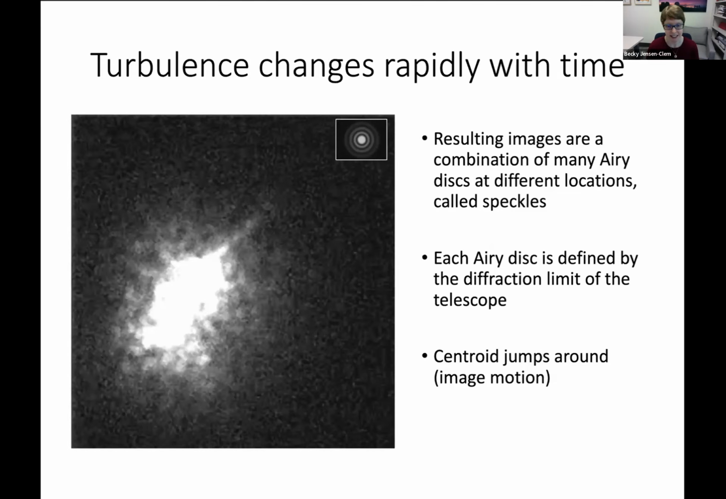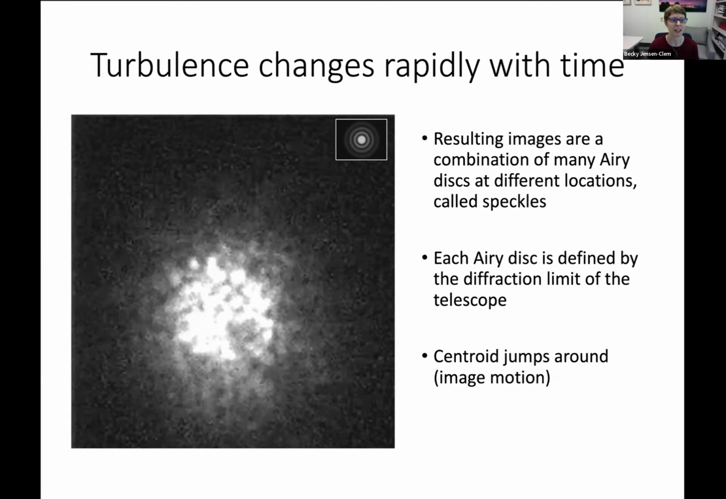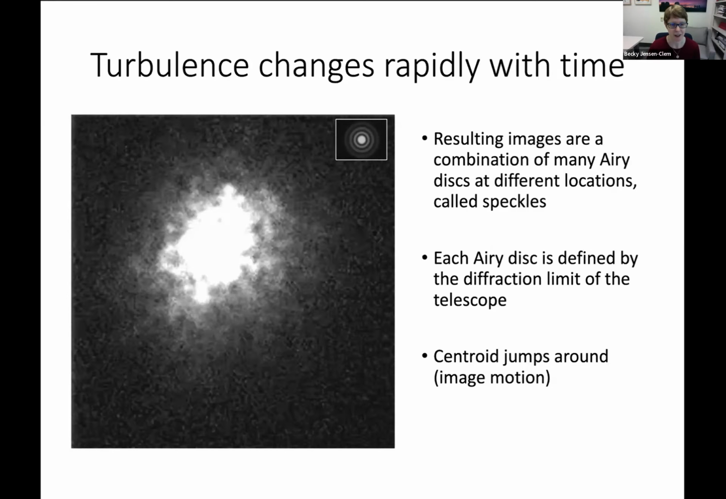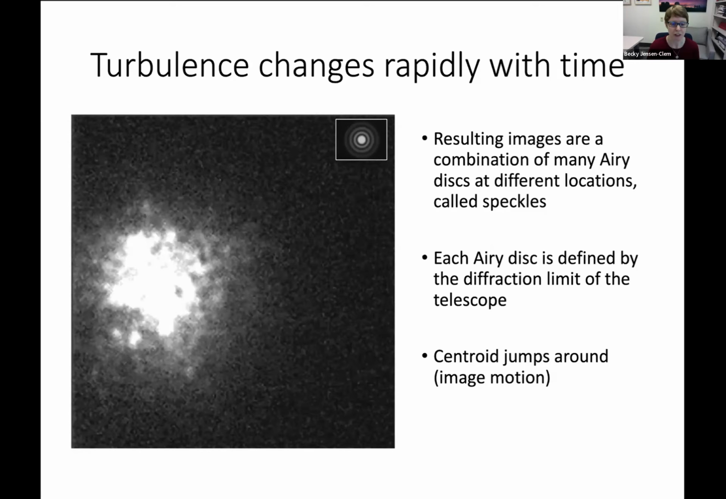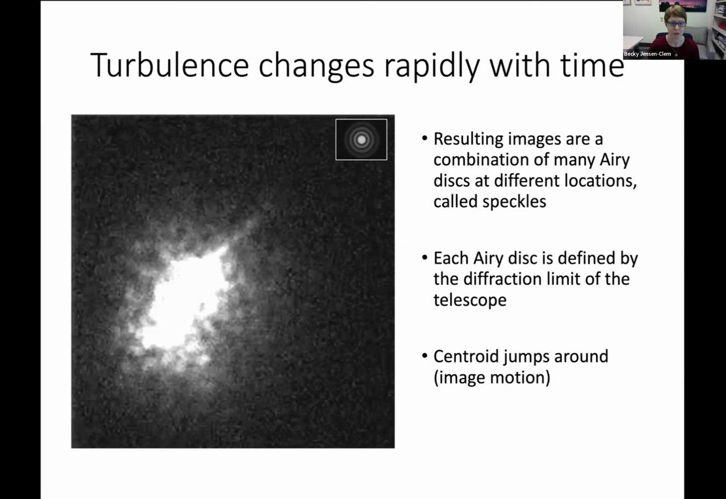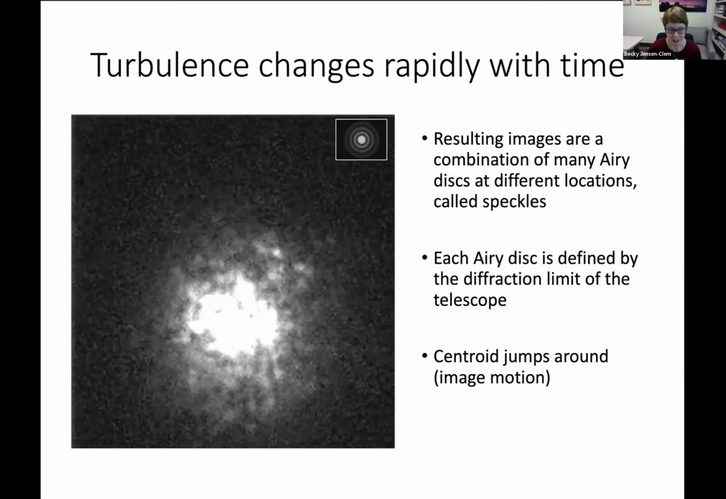So each of these Airy disks is still defined by the diffraction limit of the telescope, but now you have many realizations. And of course, the centroid of this entire PSF is moving around. So that's where we get image motion, as well as the image blur. So this is what we have to deal with in a ground-based telescope.